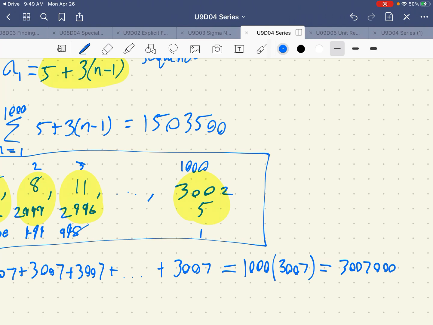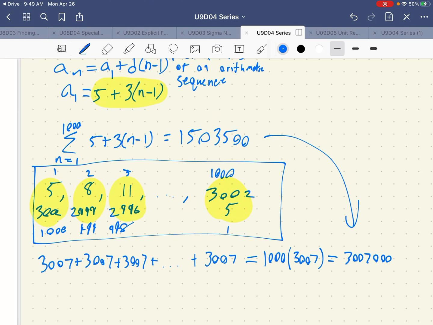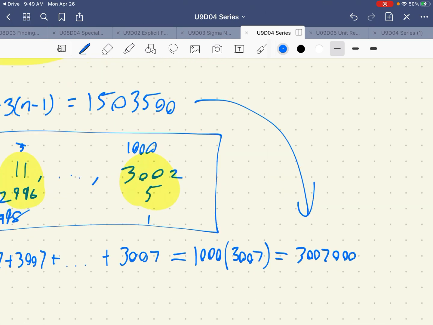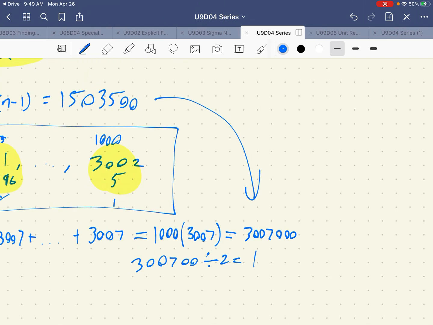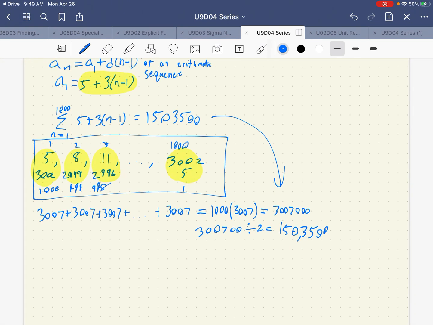And that's not the same sum we got a minute ago, and the reason for that is we added the sequence to itself twice. So this is actually double the value of our sum. If we just take that number and divide it by 2, we will get 1,503,500. So we get the same sum using this method.